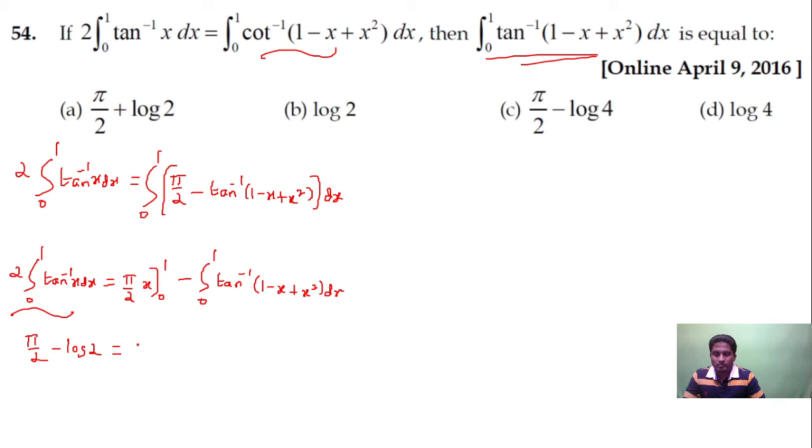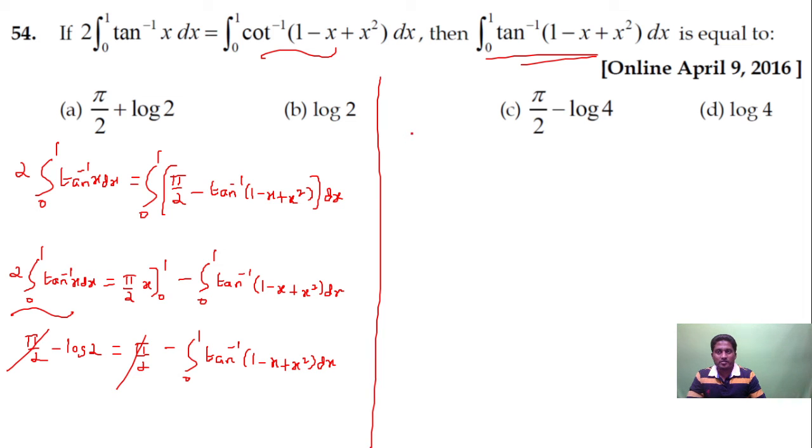This is upper limit 1, lower limit is 0, pi by 2 minus integral 0 to 1 tan inverse of 1 minus x plus x square dx. Cancel pi by 2, cancel minus as well. So this becomes integration 0 to 1 tan inverse of 1 minus x plus x square dx is equal to log 2. That's the answer, guys. Answer is option B.